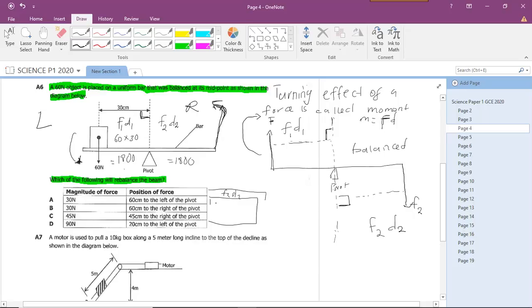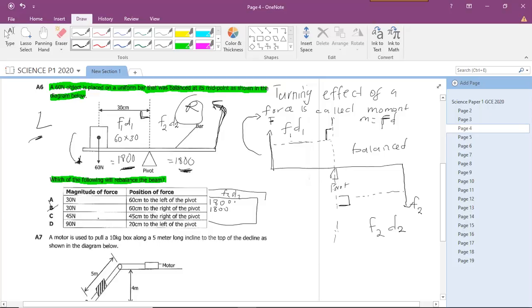You are getting 1,800, which we want, but it shouldn't be to the left. So this one is wrong. Let's multiply 30 times 60. It's true, we're getting 1,800 to the right of the pivot. So this one is the correct answer, because 30 times 60 gives us 1,800. The sum of clockwise moments is equal to the sum of anti-clockwise moments, meaning this bar is going to balance.